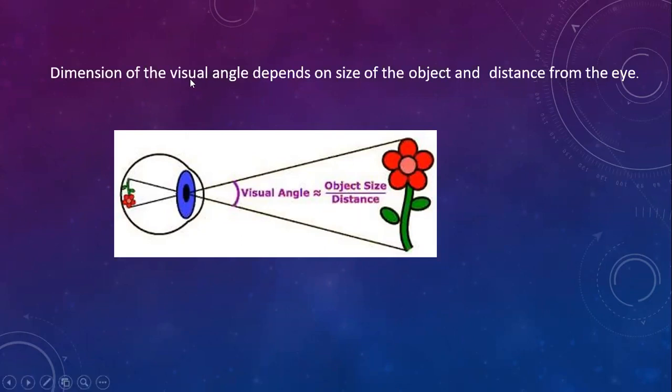Also important, the dimension of the visual angle depends on the size of the object and the distance of the object from the eye. So two things are important: the distance from the eye to the object, and the size of the object. Both matter for the angle subtended. So the visual angle is proportional to the size of the object and its distance.